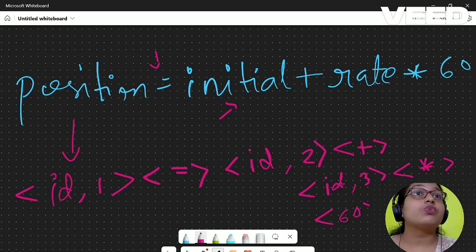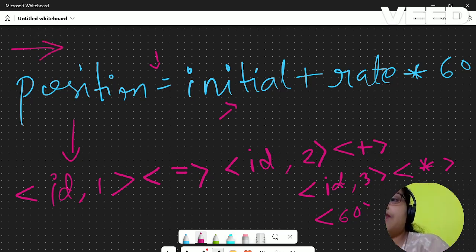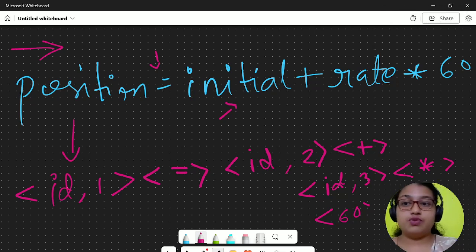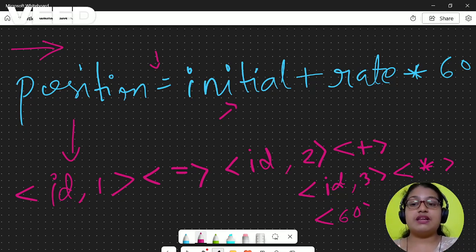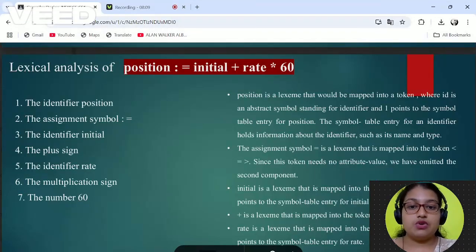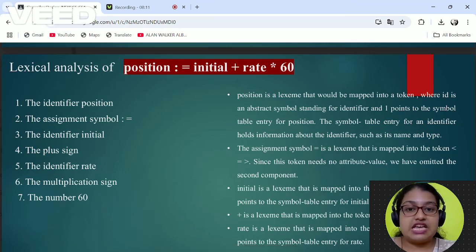So this is how we represent lexical analysis. We are scanning from left. From where did we start? We started from the left and moved towards the right. Starting from left to right, we have scanned the elements, and that is how it works. So here is the explanation.